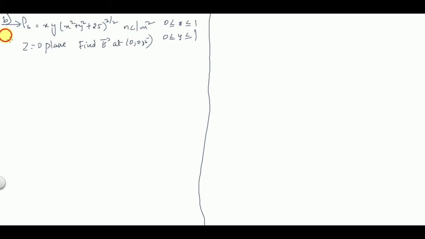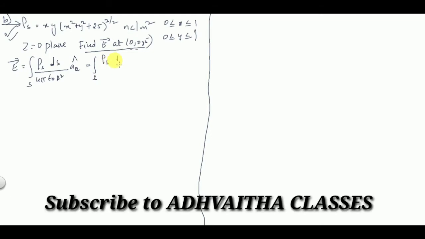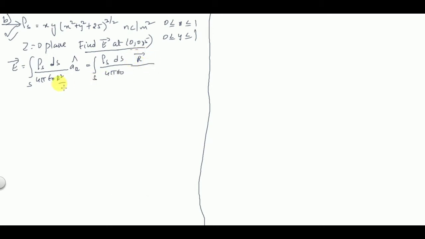So the next question is this. He has asked to find the electric field intensity at 0, 0, 5. Electric field intensity is given by integral over S of rho S dS by 4 pi epsilon naught r square into a R cap. So this is integral S rho S dS by 4 pi epsilon naught, r bar divided by r again, so multiplied by r square it becomes r cube, right?